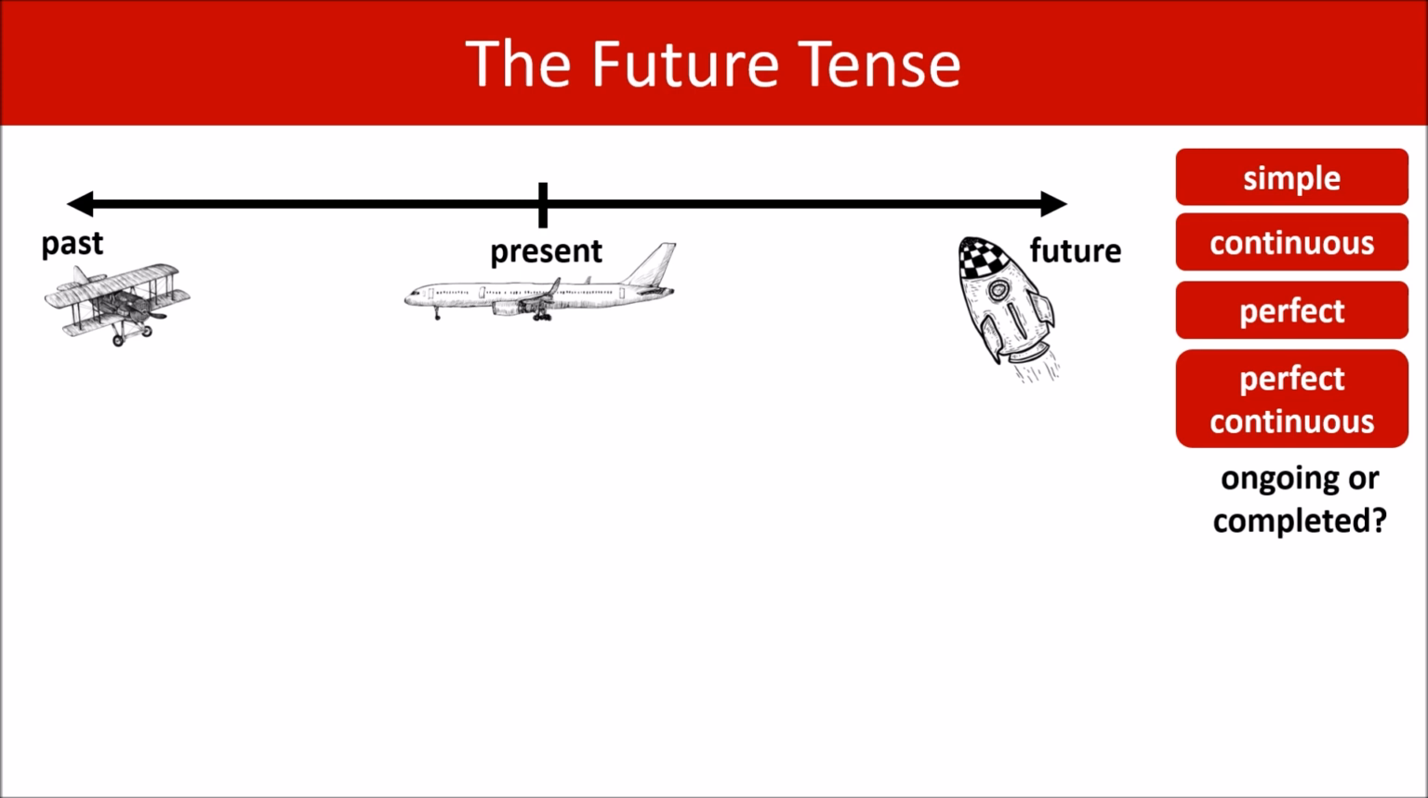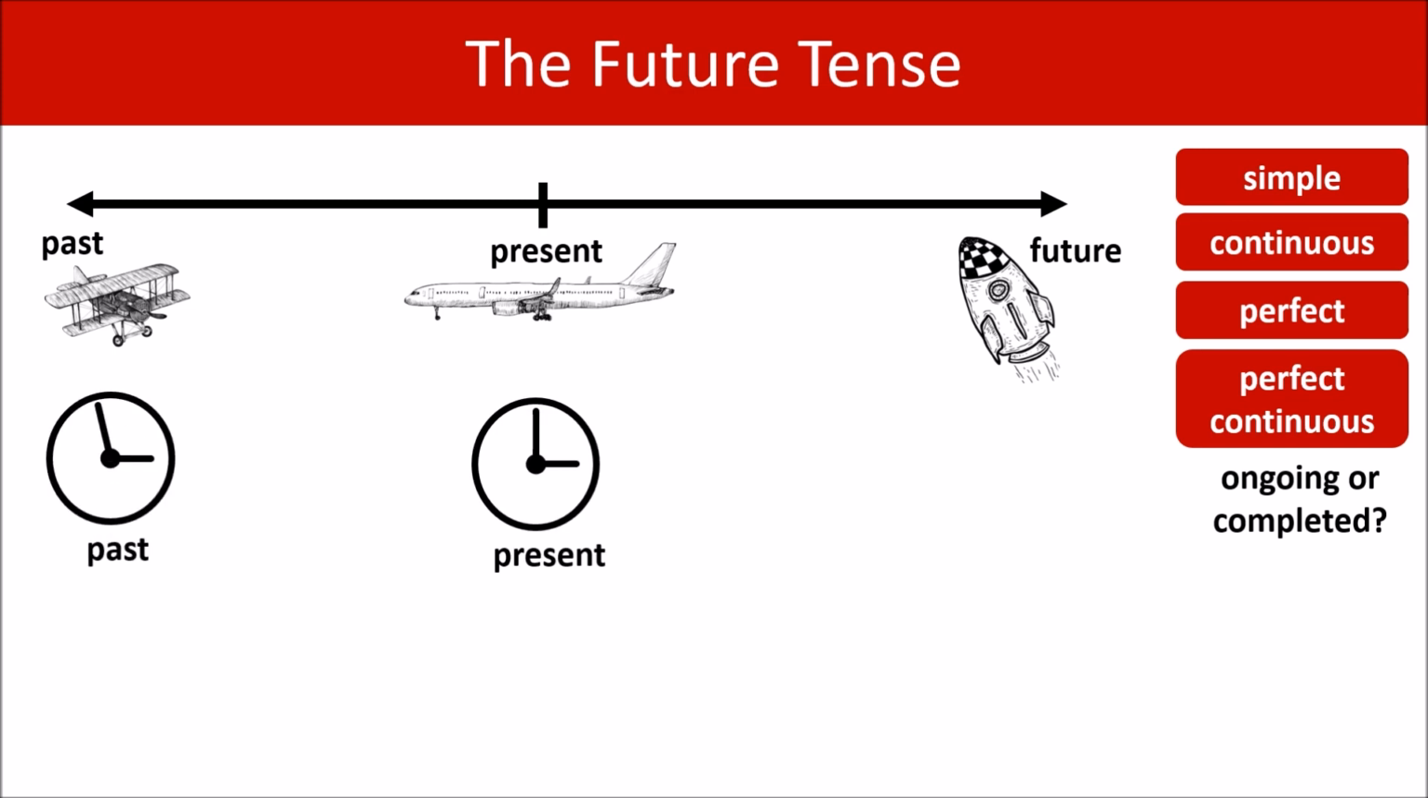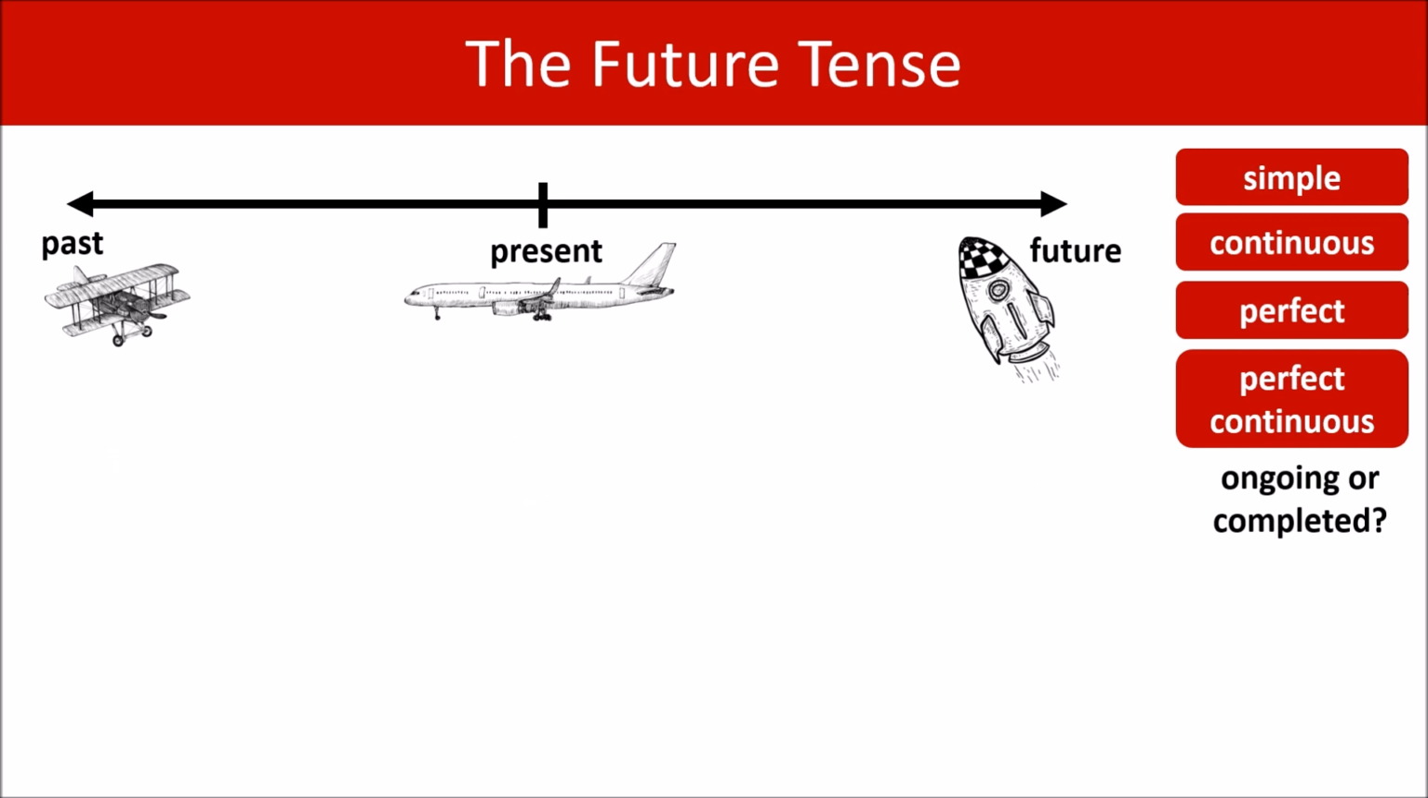The other thing I'd like to say is that it doesn't have to be a long time in the past. It could be 2 minutes ago, 2 seconds ago. It doesn't matter. If it's before now, then it's the past. Same goes for the future. It doesn't have to be a long time in the future. It can be any amount of time in the future. Okay, let's look at these 12 tenses.